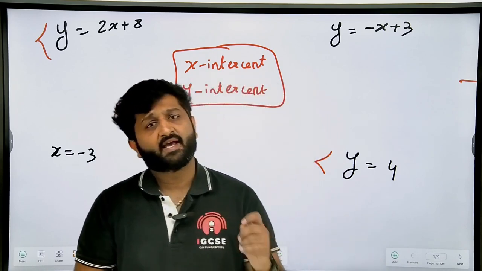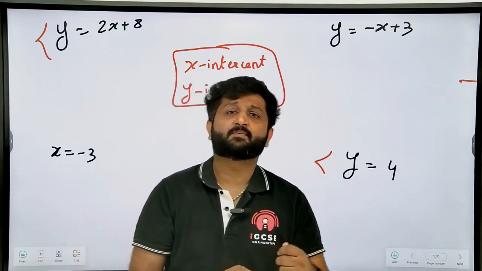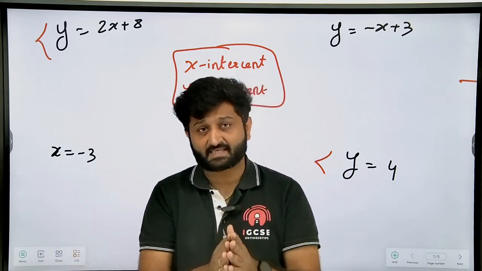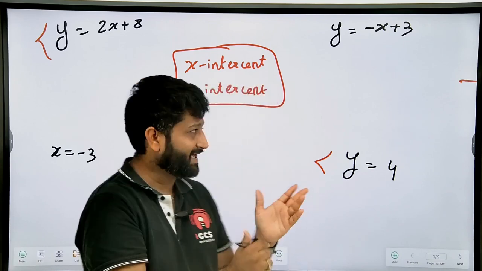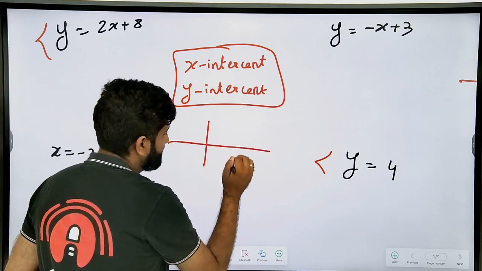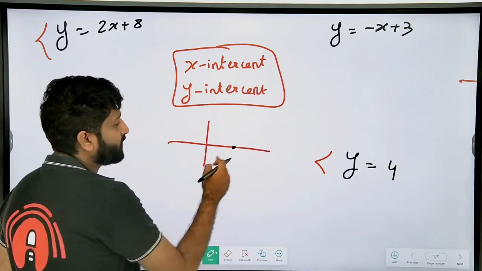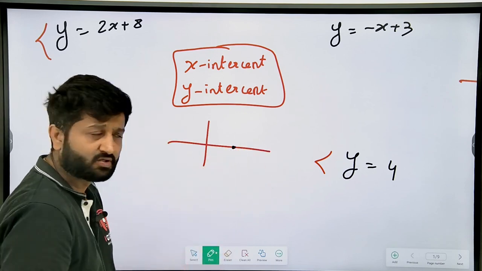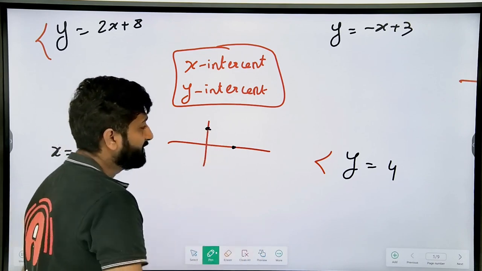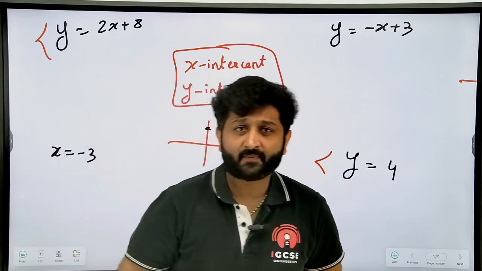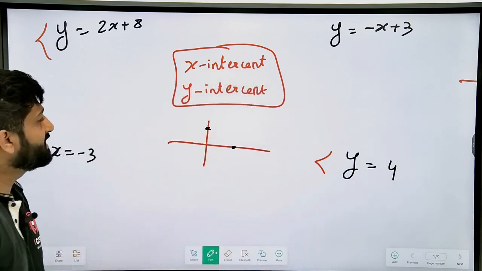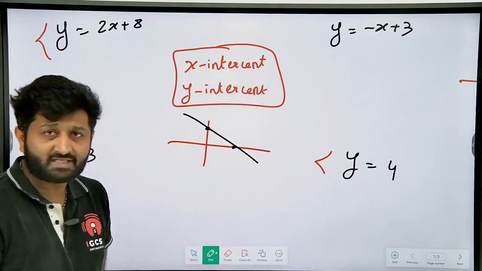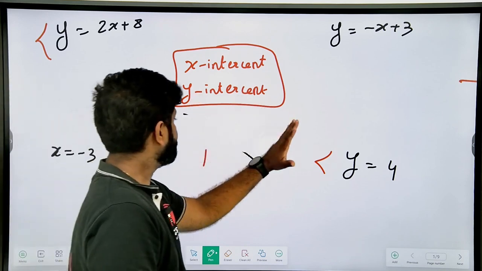Now what is the x-intercept? The x-intercept is a point where the graph crosses the x-axis. That means at that point y is going to be 0, right? Because if this is your x-intercept, then at this point y is definitely going to be 0, and this is my y-intercept, meaning this is the point where my x is going to be 0. If I can somehow find these 2 points, then I can draw a straight line through these points, right?